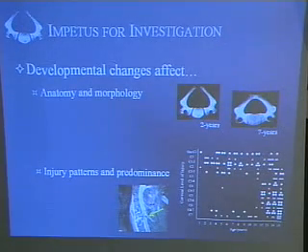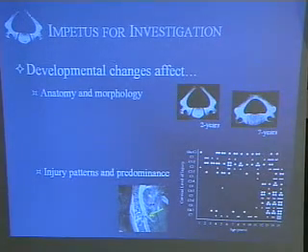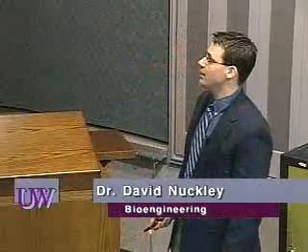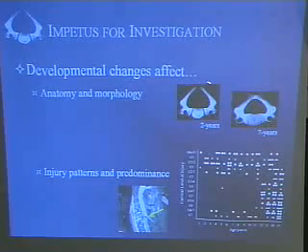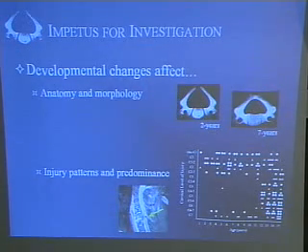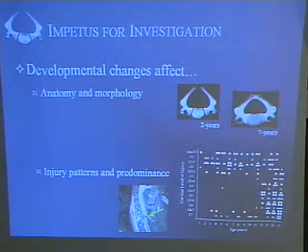Those don't fuse until about 7 years of age, and at 7 years of age, growth plates, which are also cartilaginous, appear on the superior and inferior aspects of each vertebral body, and they produce the longitudinal or height growth that is commonly experienced in adolescence. As you can see, these different anatomical and morphological changes in the tissues that make up the spine are going to have a very different effect on the mechanical response of those tissues.